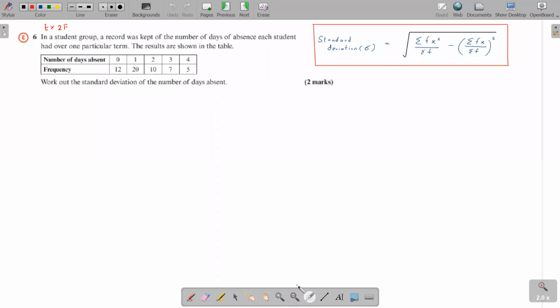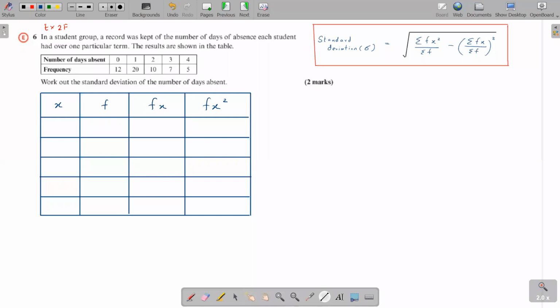So we'll make a table. You can make a table or you can do it manually. I'll go with the table. I'll make the x table: x is the number of days absent, frequency, and then we'll make an fx column and an fx square column. Okay, so let's do that. Okay, you can see I have built the table with the values here. So x is the number of days absent, and then frequency. Inputting the values, x values are given to us as 0, 1, 2, 3, 4. Frequency values are given as 12, 20, 10, 7, and 5.